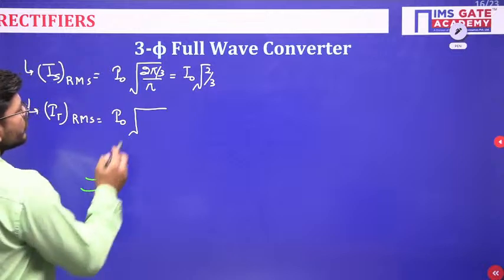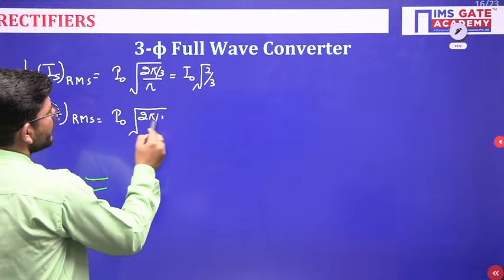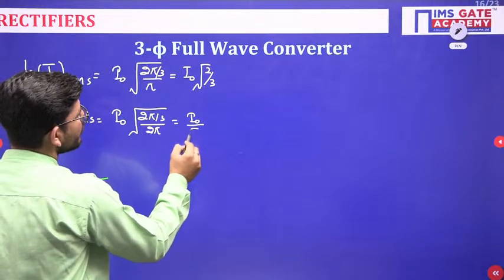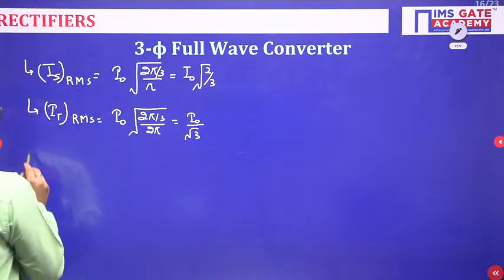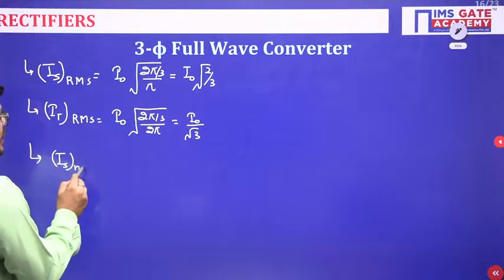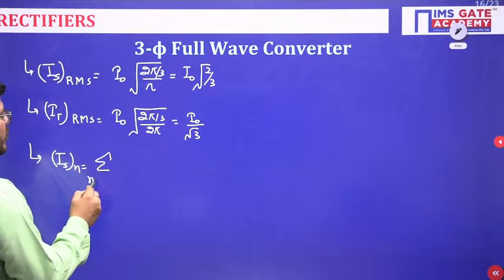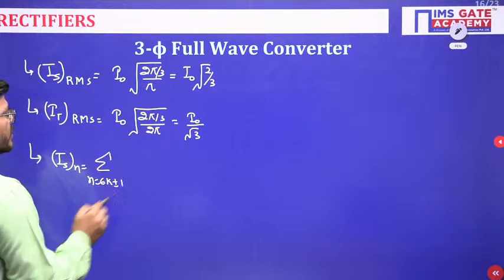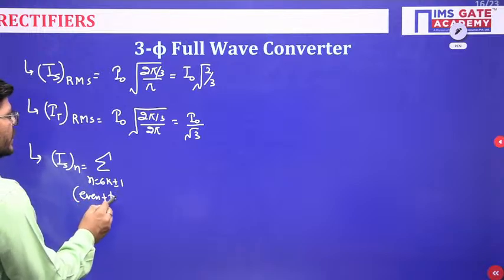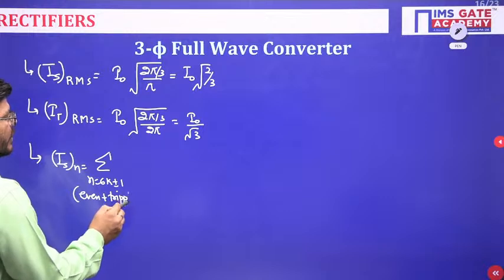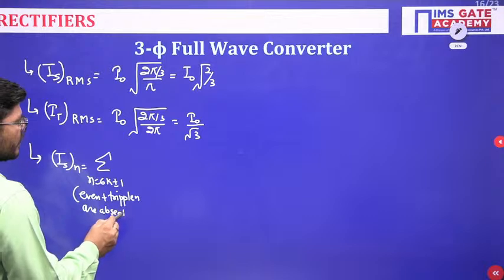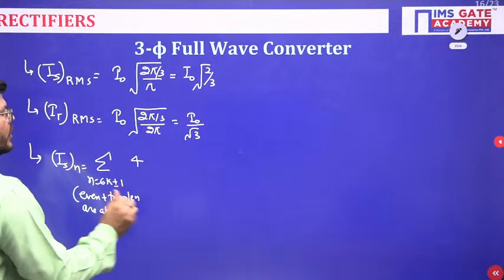Okay, so it is present for 2 pi by 3 duration out of the total 2 pi available for it. So what you will get is I naught upon under root 3. Now if I have to write the source current Fourier series, then it will be n equals 6k plus minus 1. So all the even plus triplen harmonics are absent here.